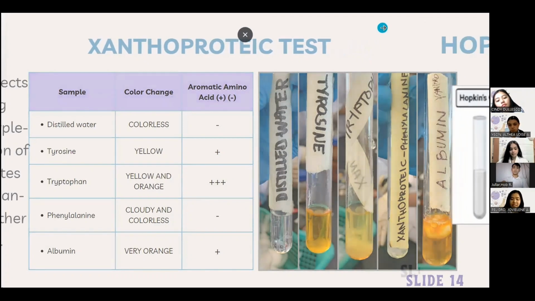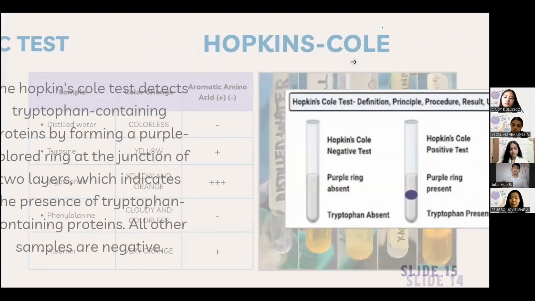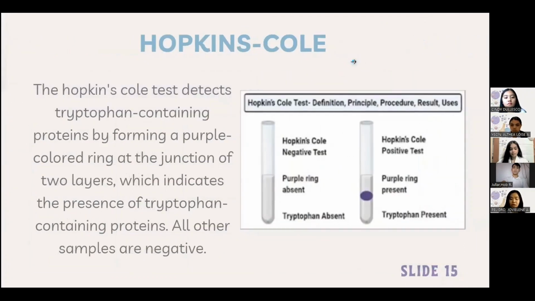So for the last test, it is the Hopkins-Cole test. This test's main purpose was to detect tryptophan-containing proteins by forming a purple-colored ring at the junction of two layers. So this indicates that there is a presence of tryptophan-containing proteins in the sample used.